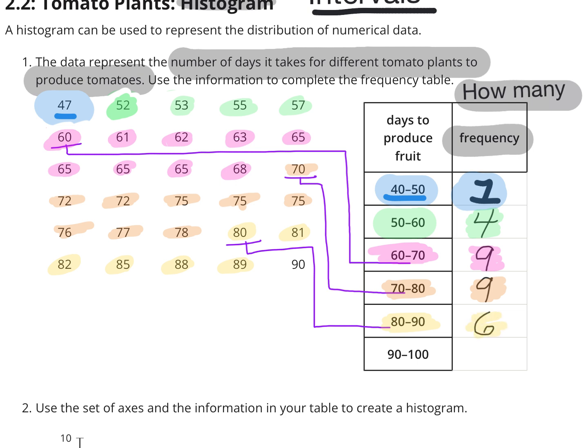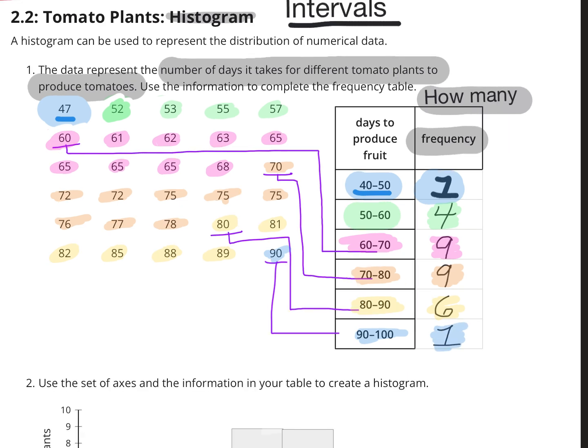And then finally, I have one last piece of data, which will be the only one that will go in this interval. And so once again, this frequency is 1. So if you need to take a minute, pause the video if you haven't already. Make sure that you have your frequency table done correctly. And then restart the video when you're ready to go. If you're ready to proceed, though, let's go ahead and let's do it.